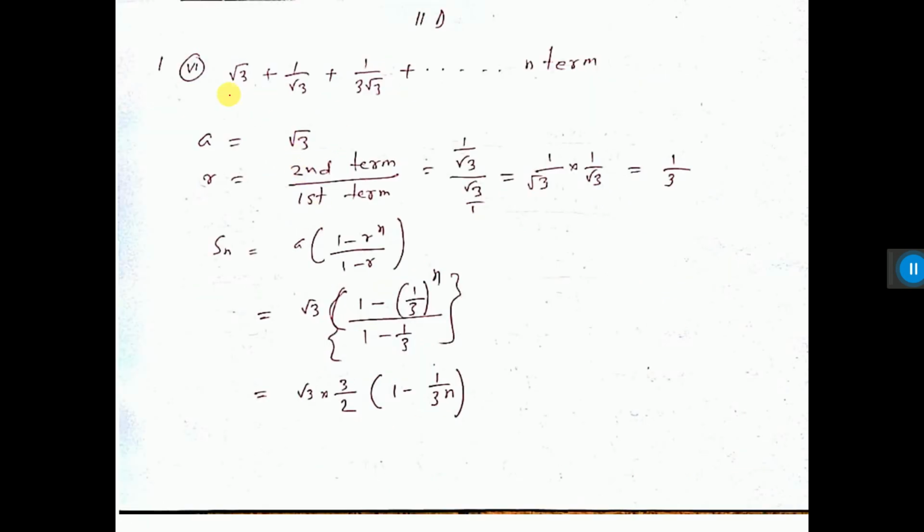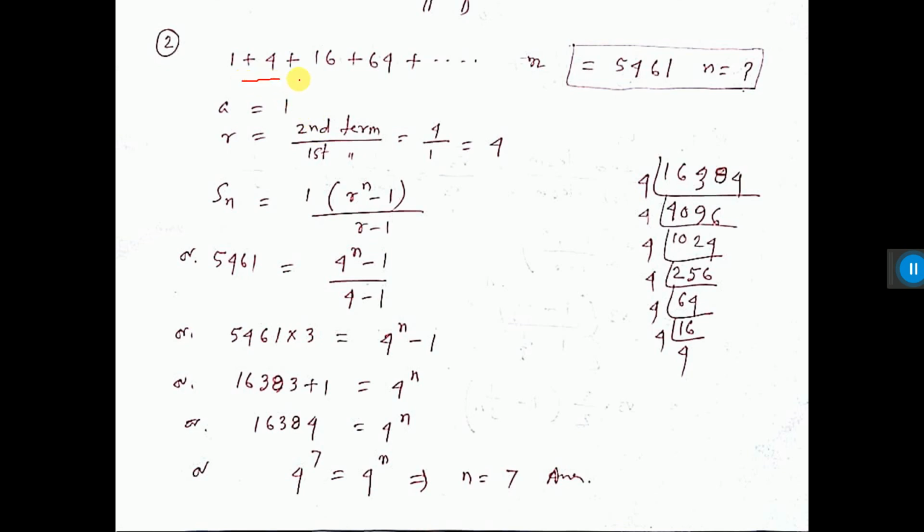Next, this is a, and r equals second by first, root 3 by 1, so it is 1 by 3. So Sn is a into 1 minus r to the power n by 1 minus r. This is the value of a, this is the value of r. So 3 minus 1, that is 2 by 3, which will be 3 by 2, that is the answer.